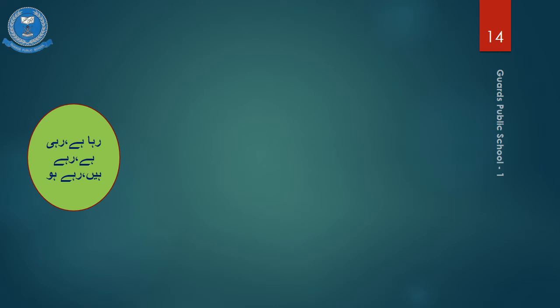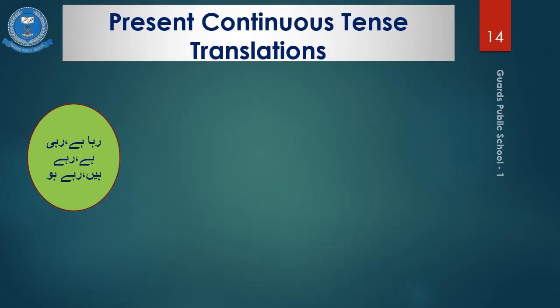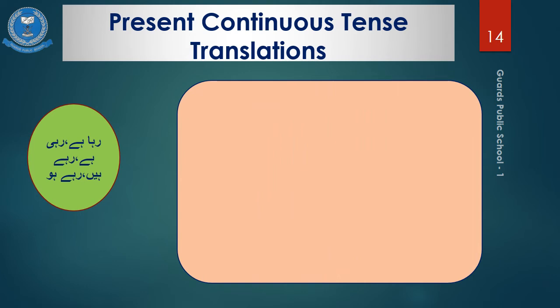Our new topic is translations. In present continuous tense, our Urdu identifications are रहा है, रही है, रहे हैं, रहे हो. If you remember in the last lecture when we were doing translations of present indefinite tense, I gave you a hint that for translations, focus on the last part of the Urdu sentence. It will tell you the tense. So, we will follow the same rule here.